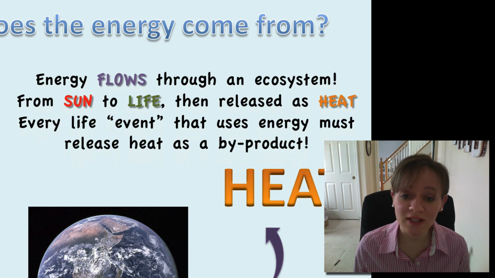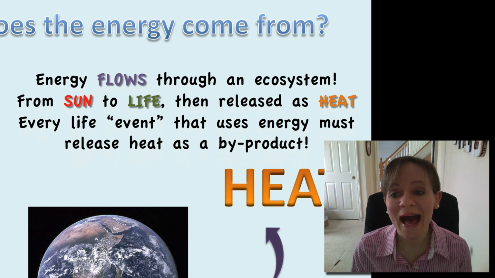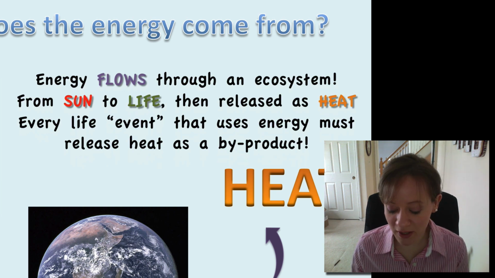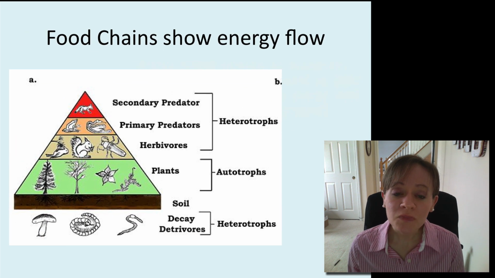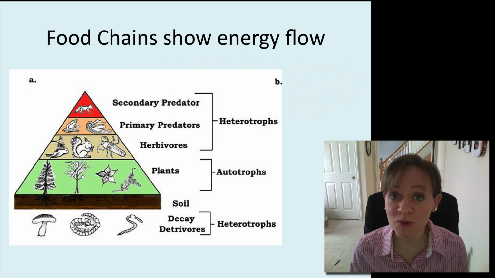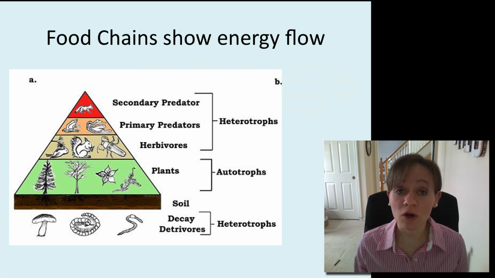So very important to understand that every life event that uses energy actually releases that energy as heat, and that is called a byproduct. So energy flows through a system. Make sure you understand that. And we can depict this energy flow multiple ways. One of the easiest ways that you might already be familiar with is called a food chain.